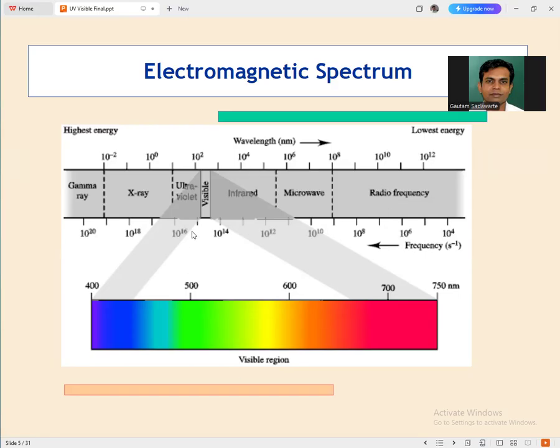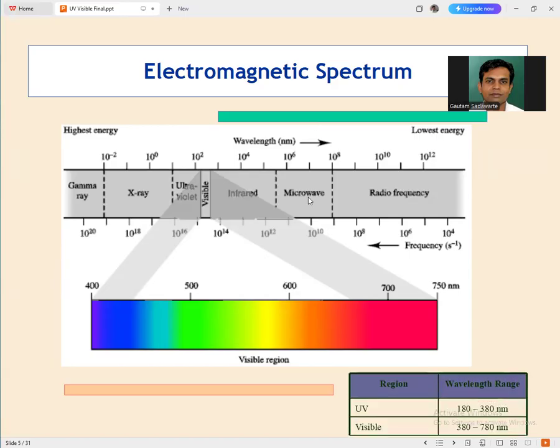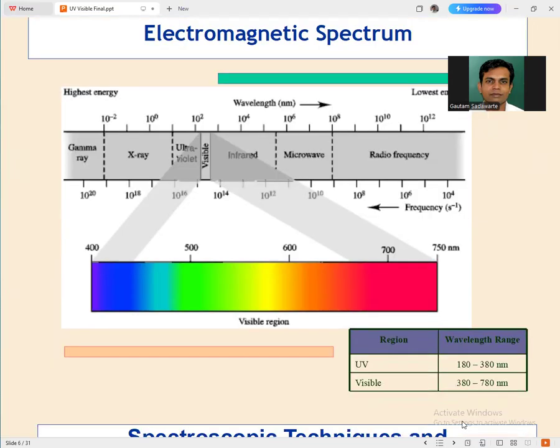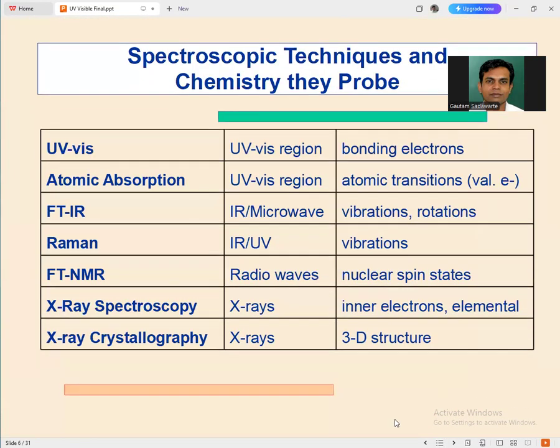So UV, ultraviolet, is 200 to 400 nanometers, and visible is 400 to 800 nanometers. In some books, UV is given as 180 to 400 nanometers, and visible as 380 to 780 nanometers. Now, these are some types of spectroscopy. What type of interaction takes place in the molecule is to be made clear.